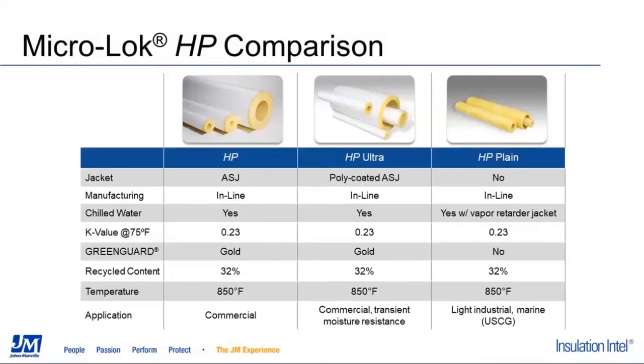All of our fiberglass pipe insulation products are rated for use up to 850 degrees, and typically Microlock HP and HP Ultra are used in commercial applications. Again, HP Ultra is differentiated by that increased moisture resistance. And then Microlock HP Plain is most commonly used in light industrial applications where a jacket other than ASJ would be required. It's also worth noting that HP Plain is U.S. Coast Guard certified and can be used in marine applications. We'll talk a little bit more about other installations for marine applications later on.